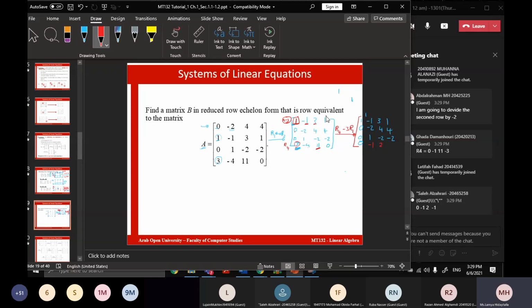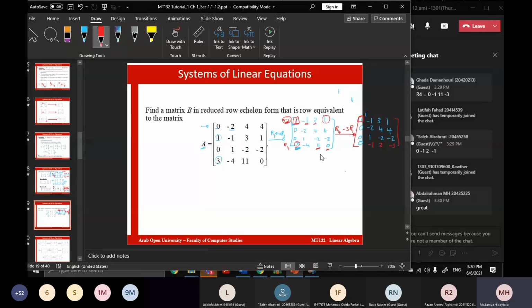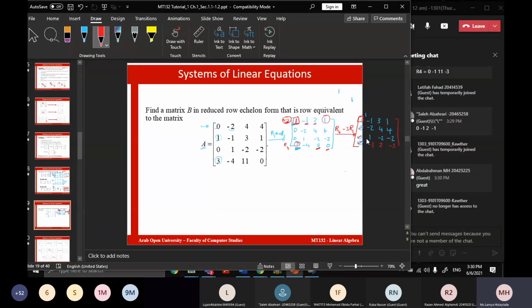Correct? 1 times minus 3 is minus 3. Minus 3 plus 0 is minus 3. Correct? Okay, so this is my leading one, and all the other elements with it in the column are now zeros. Now, what should I do?